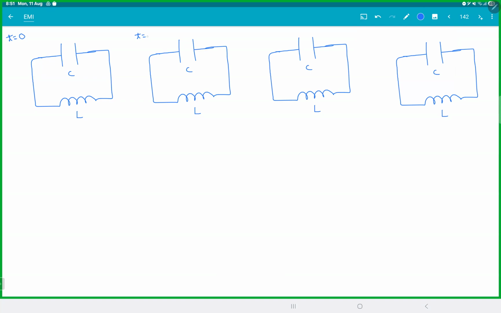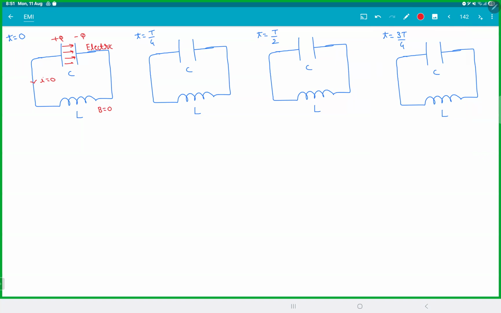This is the scenario at T by 4. This is the scenario at T by 2. This is the scenario at 3T by 4. And 0, this is the scenario plus q and minus q. So there's an electric field between the plates. Current I is 0, so the magnetic field is 0.